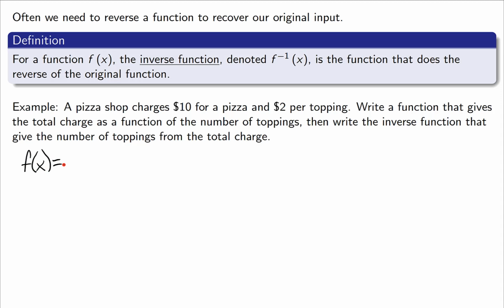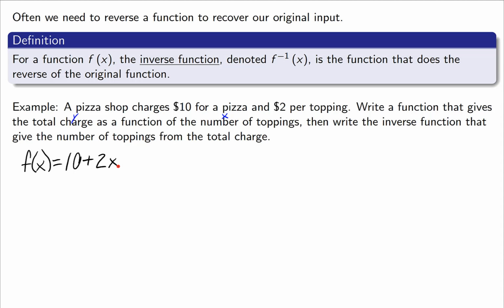And f of x would be, let's see, the charge is a function of the number of toppings. Remember, we always treat it as y is a function of x, so x is the number of toppings, and consequently I've got $10 for my starting cost, $2 per topping times the number of toppings. So that would be the function here.